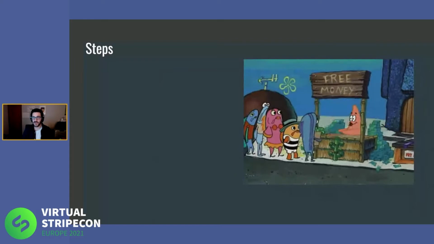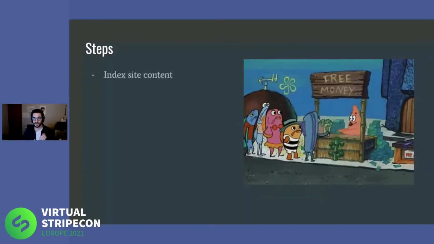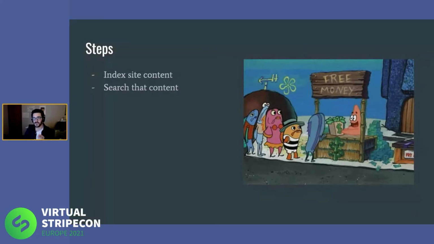So what do you have to do to make Elastic App Search work? And these are the steps you'll need to take. First, you need to index the site content. This is very similar to Solr. Second, you need to search that content. Again, very similar to Solr. And then profit. It's pretty much that simple.